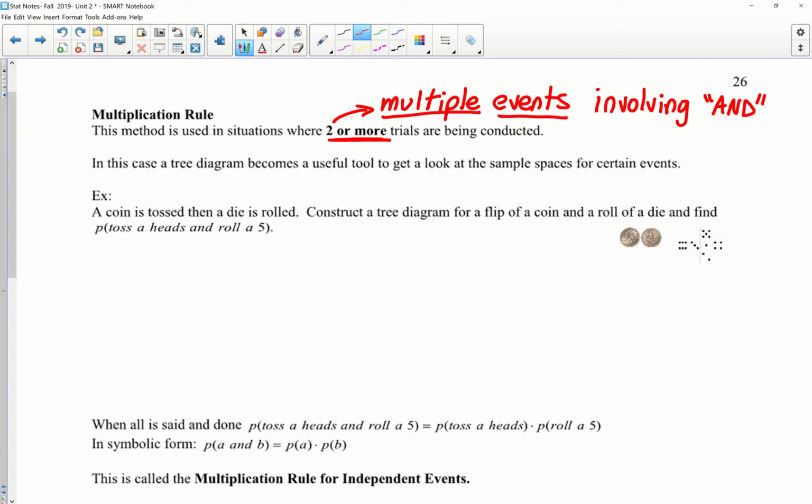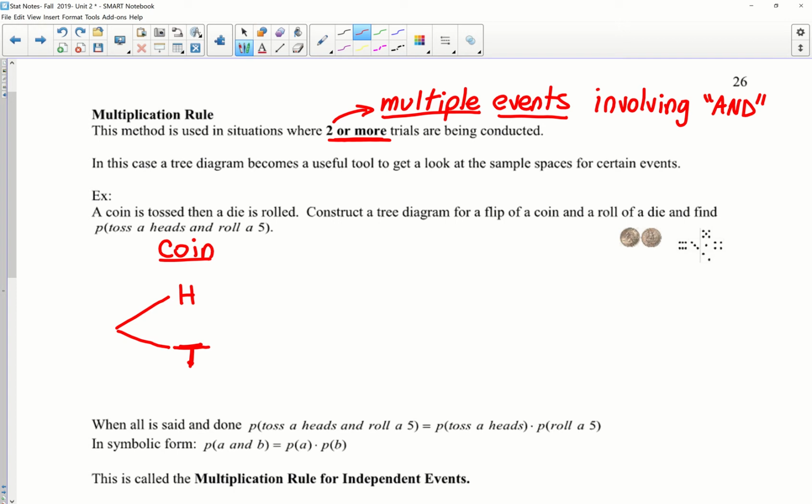So the example here is a coin is tossed and then a die is rolled. Construct a tree diagram for a flip of a coin and a roll of a die, and find the probability that you toss a heads and roll a 5. So let's not worry about that part just yet. Let's toss the coin. So here's our coin. 2 outcomes when you flip a coin. Fair coin. Heads or tails.